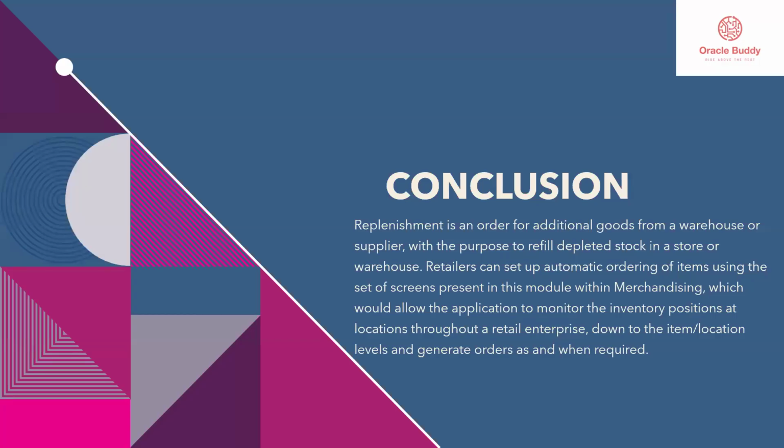Conclusion: replenishment is an order for additional goods from a warehouse or supplier with the purpose of refilling depleted stock in a store or warehouse. Retailers can set up automatic ordering of items using the setup screen present in the module within merchandising, which would allow the application to monitor the inventory position at a location throughout a retail enterprise, down to the item location levels, and generate orders as and when required.